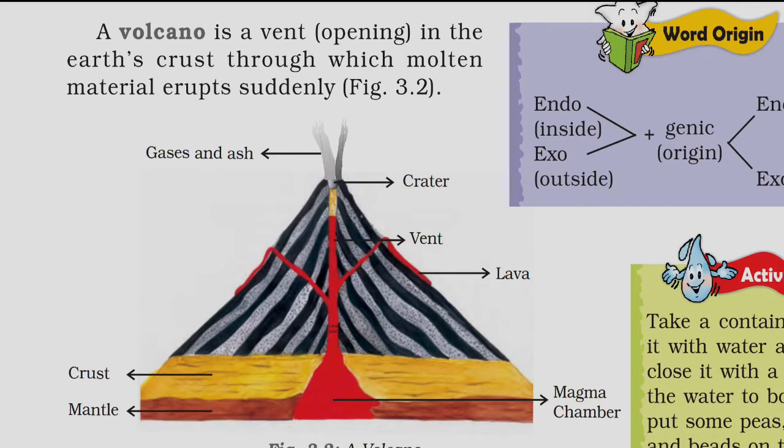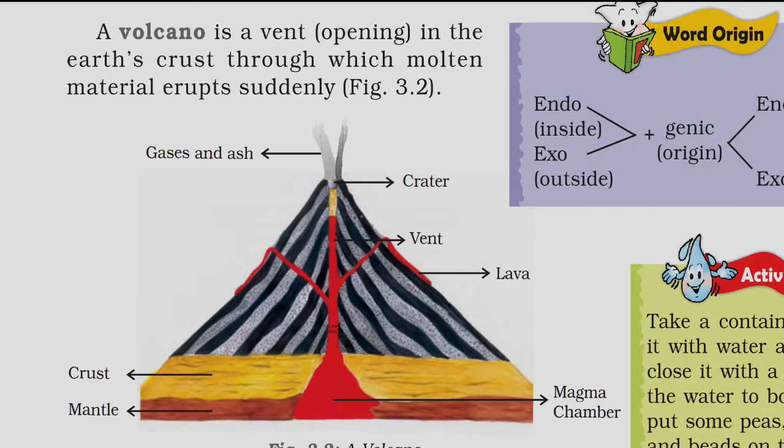And we can find that the volcano is a vent, or an opening in the earth's crust, through which molten material erupts suddenly. So what is a volcano? A volcano is a vent. That vent means an opening in the earth's crust through which the molten materials erupt suddenly.